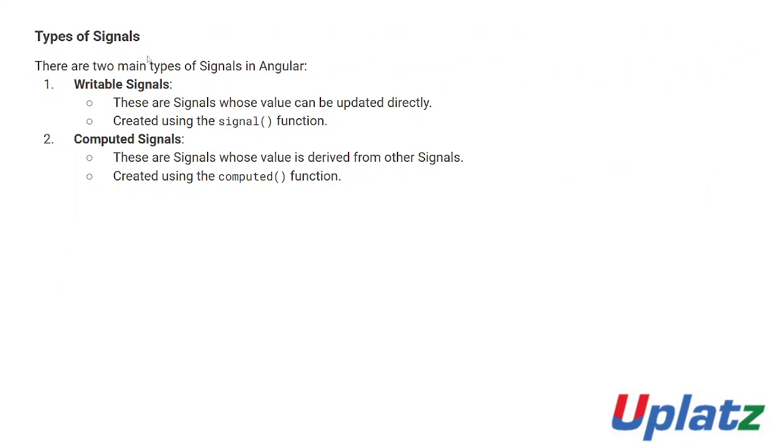Types of signals. There are two main types of signals in Angular. Number 1. Writable signals. These are signals whose value can be updated directly, created using the signal function. Number 2. Computed signals. These are signals whose value is derived from other signals, created using the computed function.